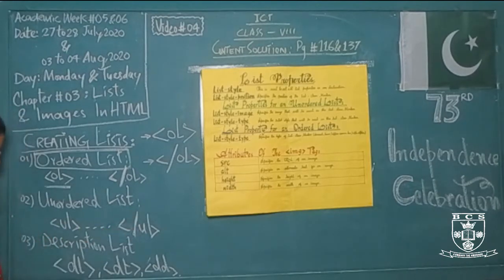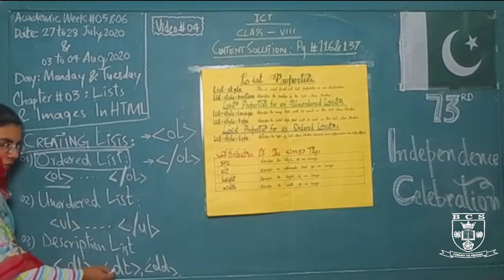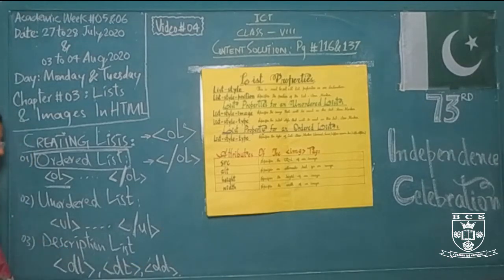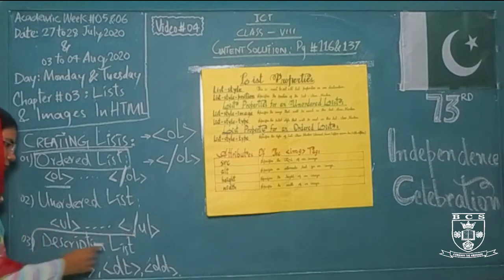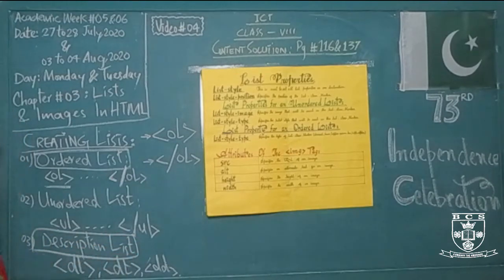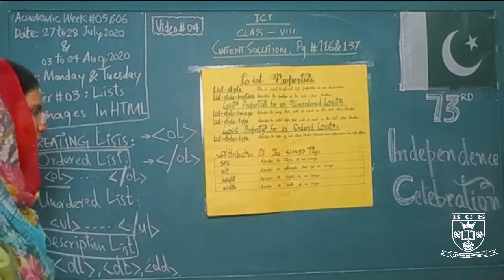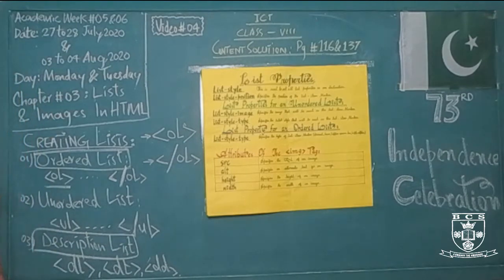The third list type that we are having is the description list type, and the description list type has three different types of tags, that is the DL tag, DT tag and the DD tag, depending upon the type of description list we are adding to our web page, or adding to our notepad, wherever we are creating the code.